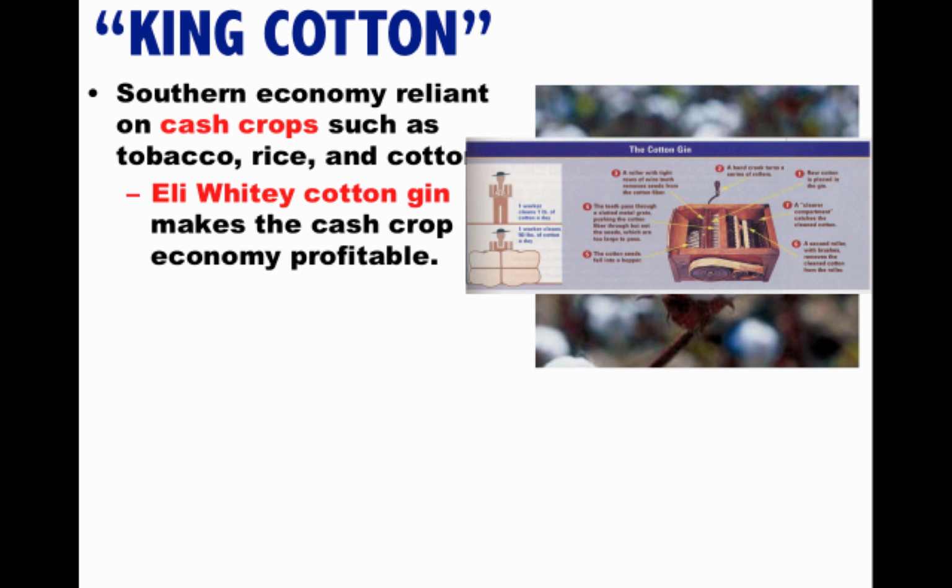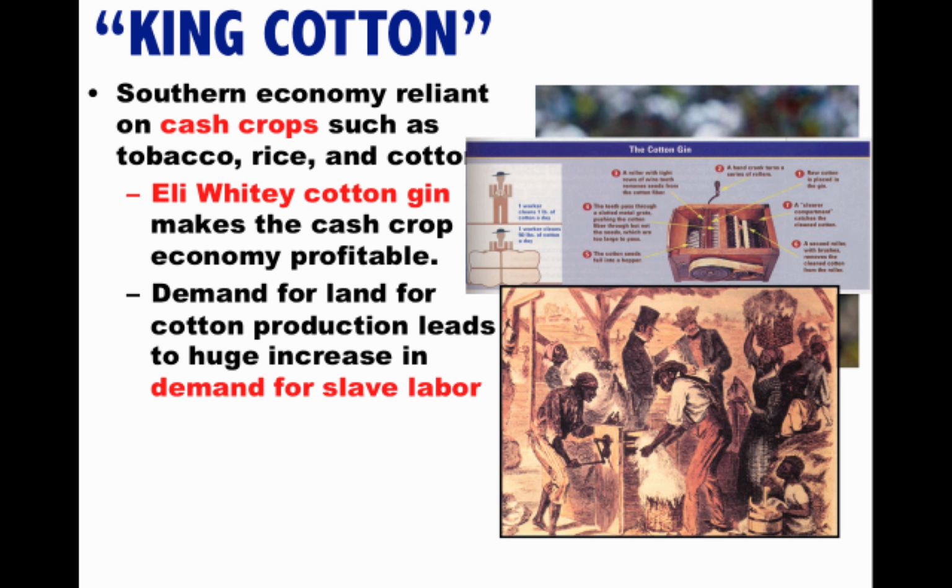And what really sets this off like never before is Eli Whitney in the 1790s inventing the cotton gin, which allows this cash crop cotton to become very, very profitable because one individual can separate the seeds from the cotton with this machine. As a result of this huge increase in cotton production, there's a demand for land for cotton production, which leads to a huge increase in the demand and the profitability of slave labor.